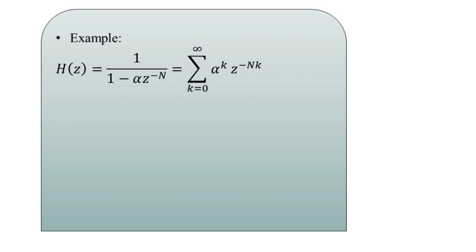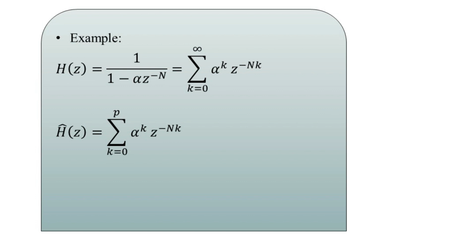So if small p is large enough so that |alpha|^p is very much less than 1, then we could form a finite order approximation to the filter function, denoted by capital H of z. This can be denoted as H-cap of z, which is equal to the summation over the index variable k from 0 to p of alpha to the power k multiplied by z to the power minus N k.